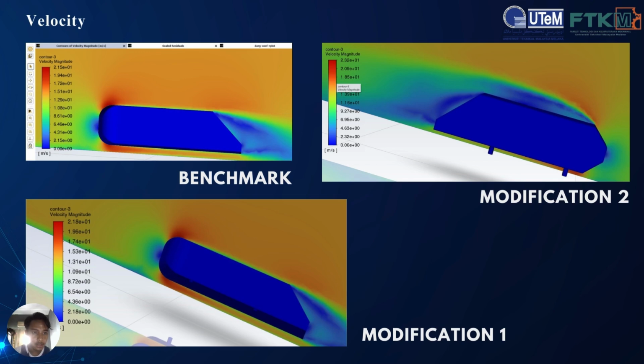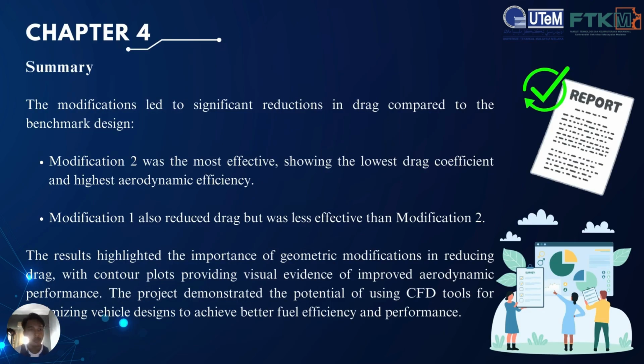The third result is velocity. Firstly, for the benchmark 2.15 exponent 1, for modification 1 2.18 exponent 1, and modification 2 2.32 exponent 1.